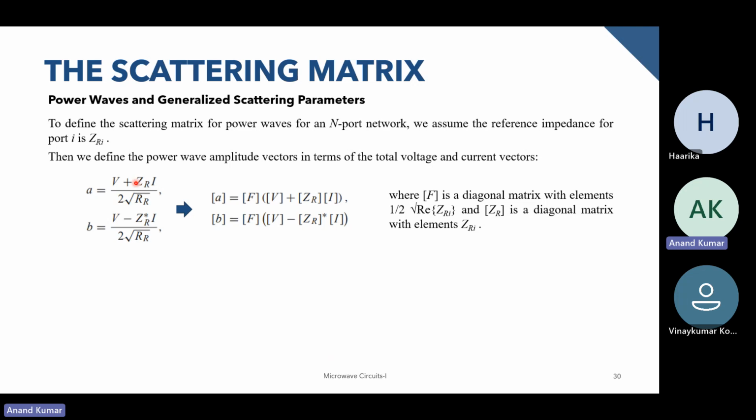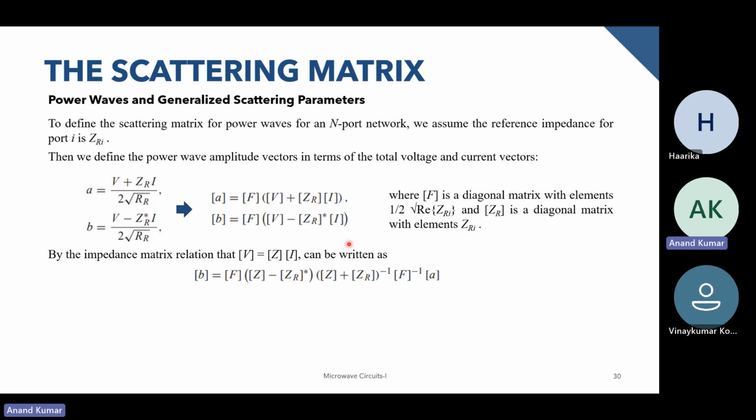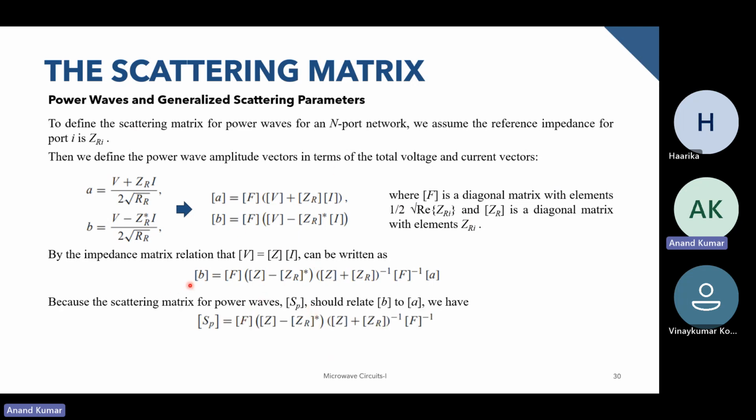Once we have seen this A and B, we can now define the generalized scattering matrix for this case. The A and B expressions can be written in the form of matrices, where we have F, a diagonal matrix with entries of half the real part of ZR, so this denominator became the F matrix. We have V, we have I, and we have ZR. So A and B are now written in matrix form, and the impedance matrix relationship gives V equals Z into I, and we can then rewrite this entire thing as over here. This is simple substitution, and then the ratio of B by A gives us the scattering matrix for the power waves.